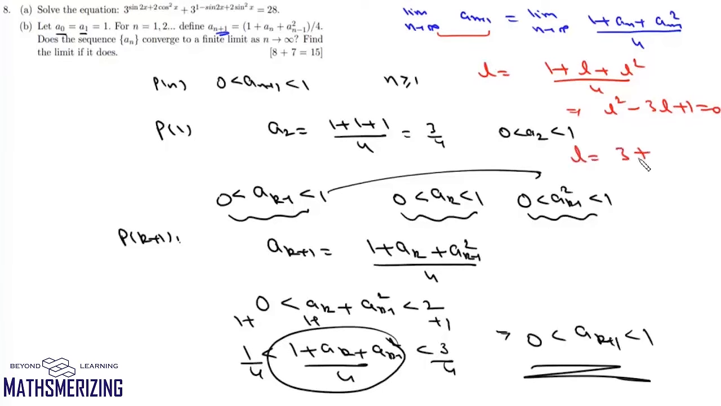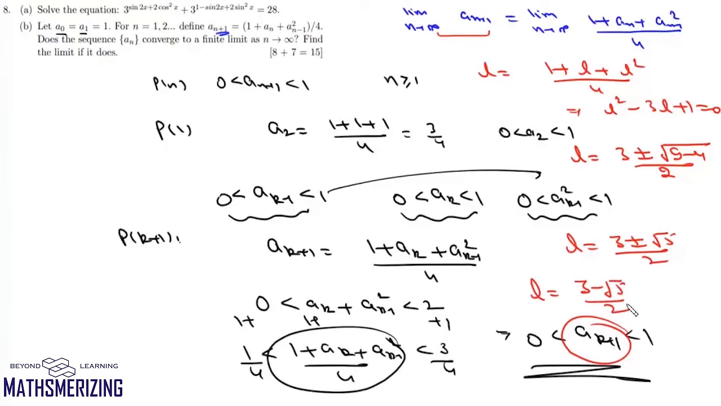Now in the first part, we have already proved that this a_{k+1} should be less than 1. So the only value possible in this case is (3 minus root 5) by 2. So the sequence converges to a finite limit, and that finite limit is (3 minus under root 5) by 2, and that is the answer to this question.